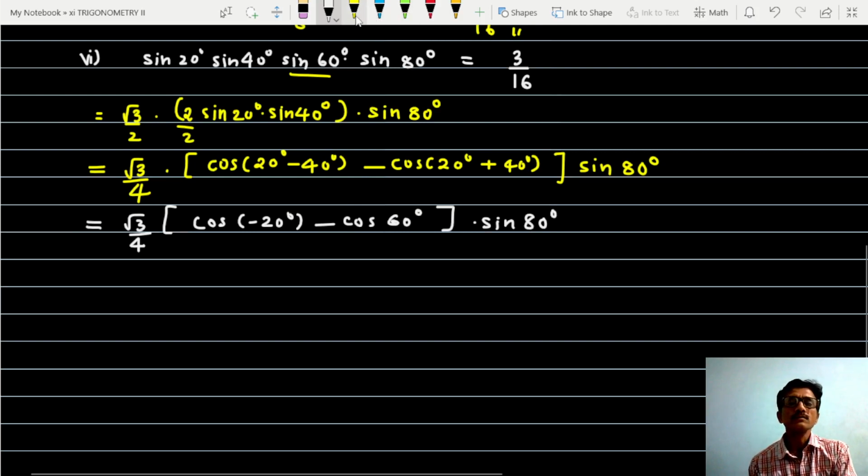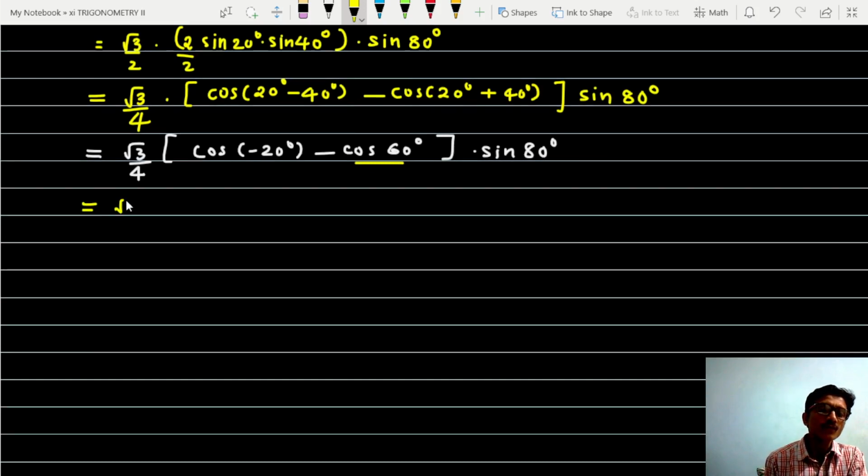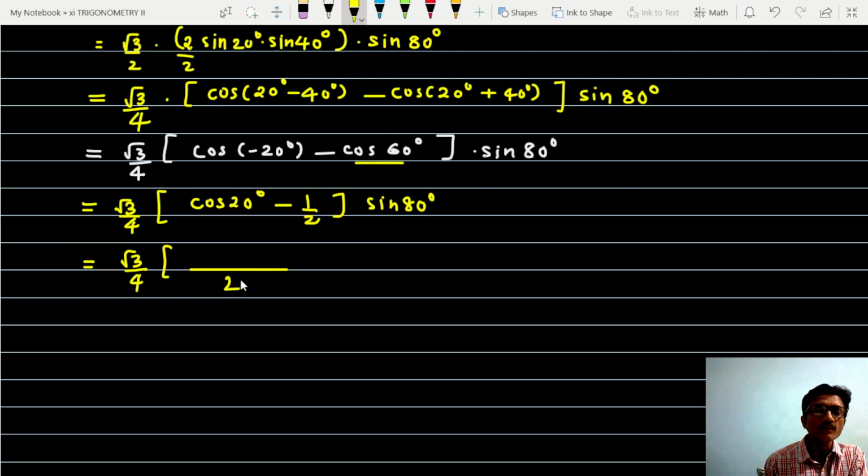We'll write it. Sin cos of 60 is what? 1/2. It is √3/4 into cos of minus 20, which is cos of 20, and this is 1/2 into sin of 80 degree. Multiply it: √3/4. Here we take LCM, that is 2 cos 20 minus 1 into sin of 80 degree.